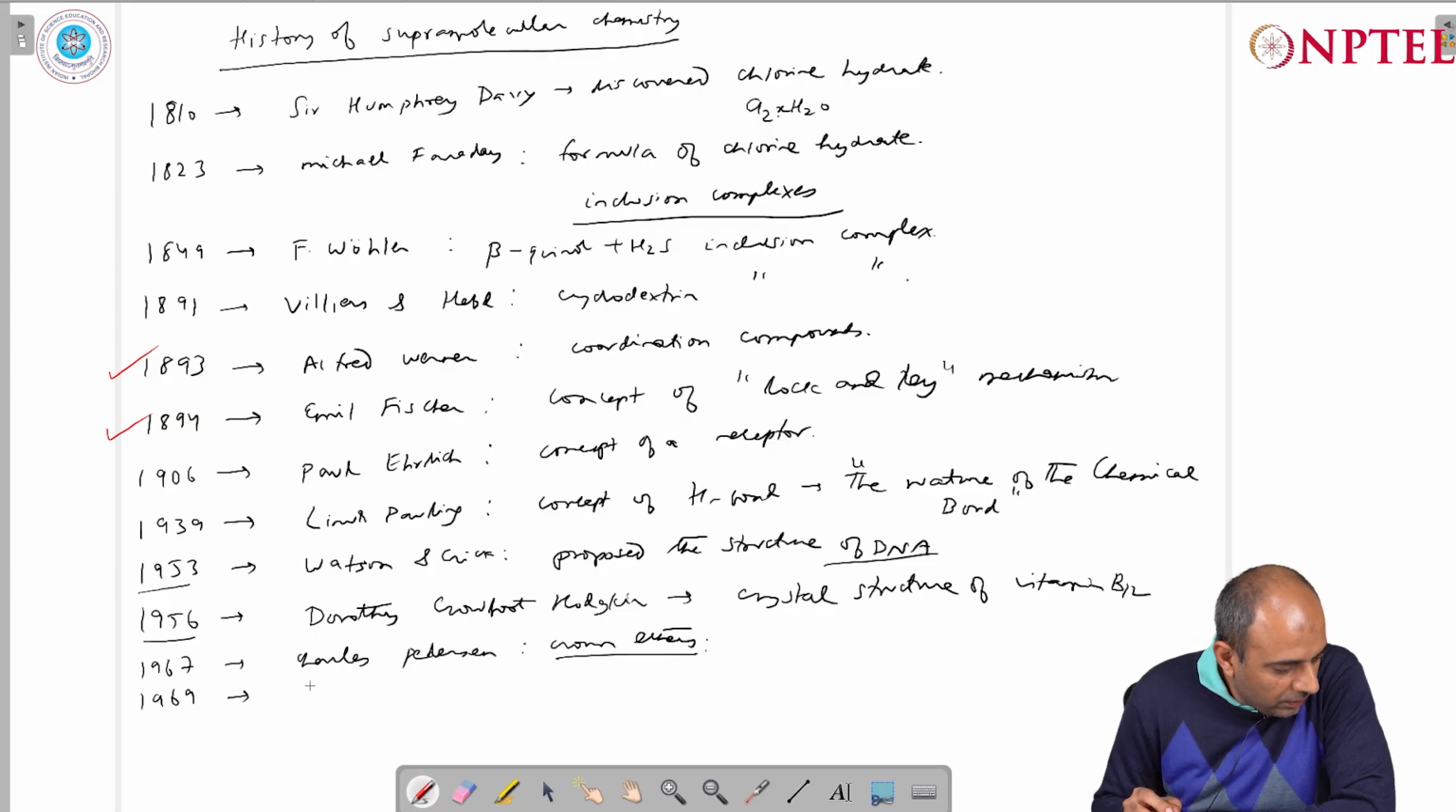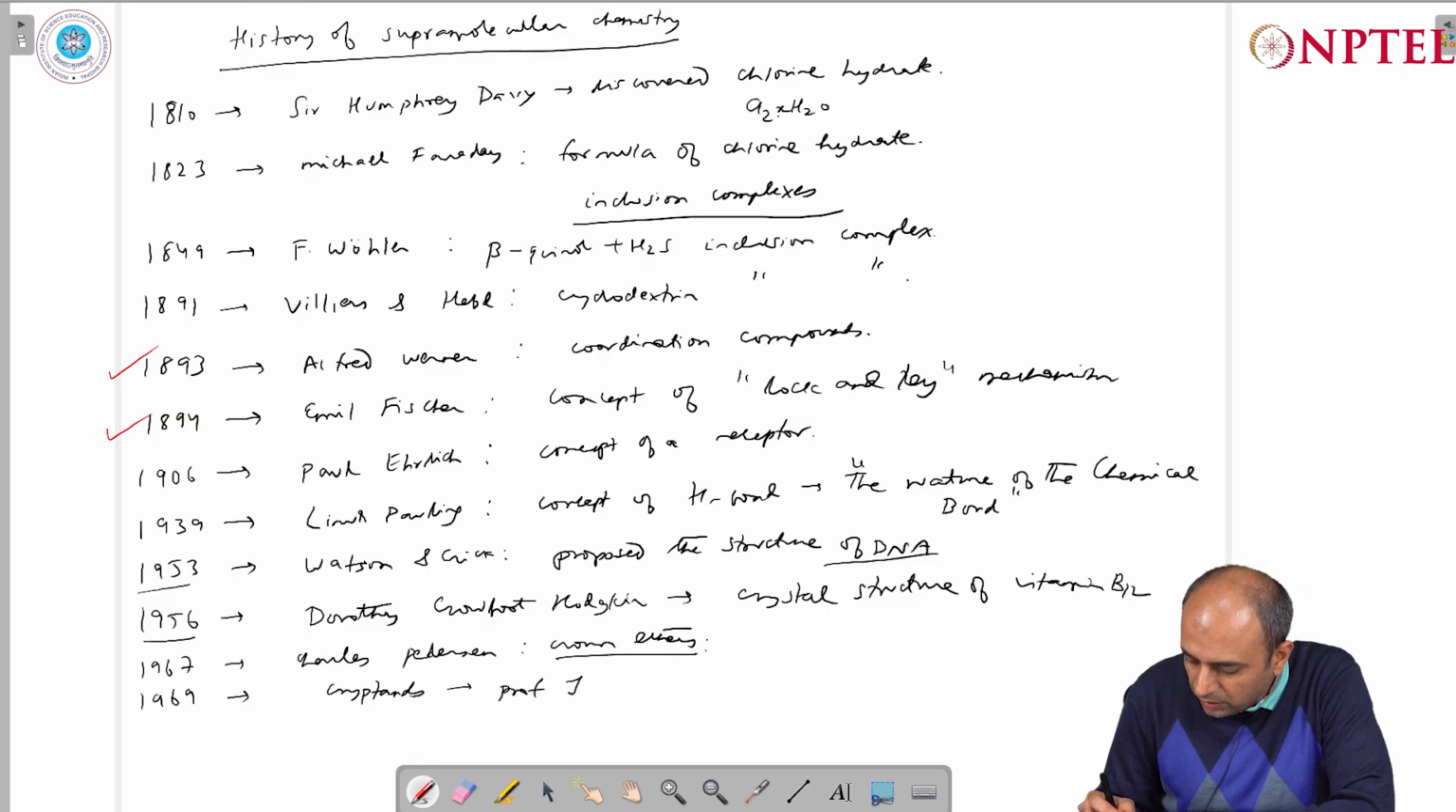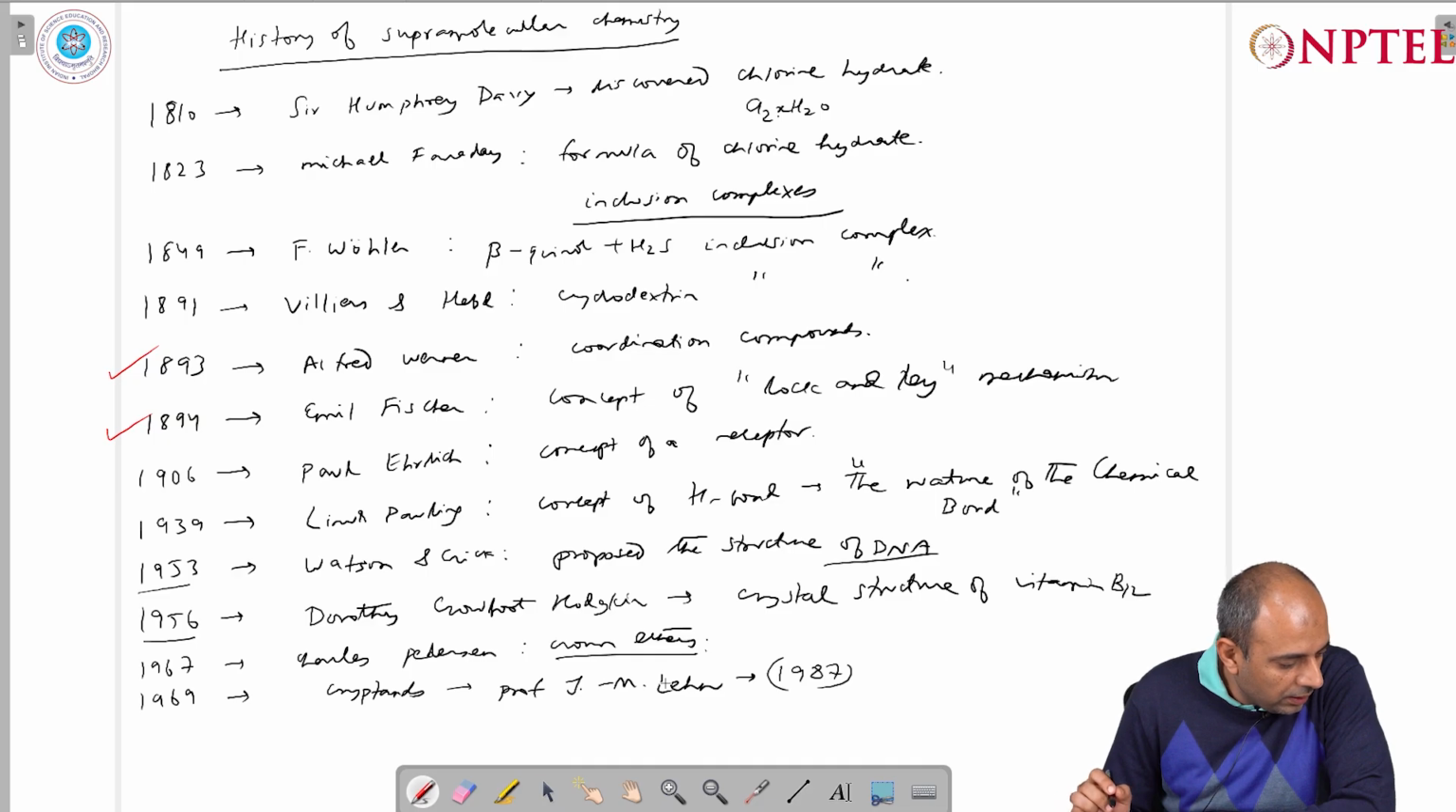the discovery of cryptands, which are another class of receptor molecules, by Professor Jean-Marie Lehn, for which he was given the Nobel Prize in 1987. Subsequently, he made very important contributions to the field of supramolecular chemistry.